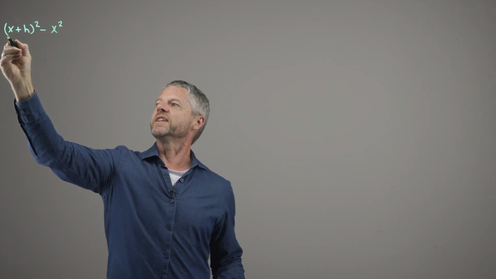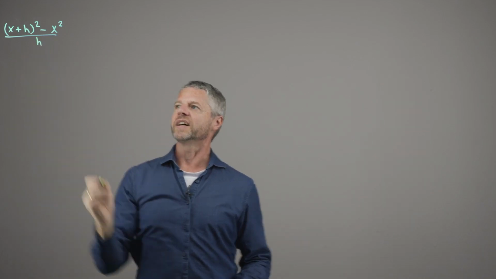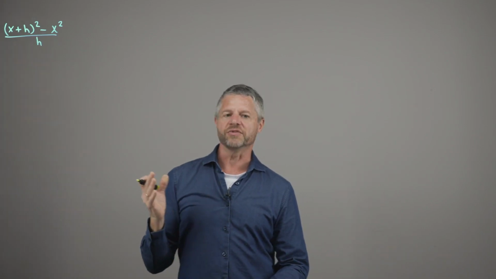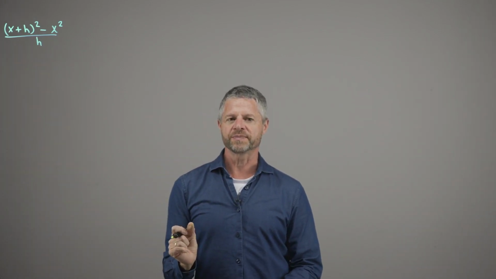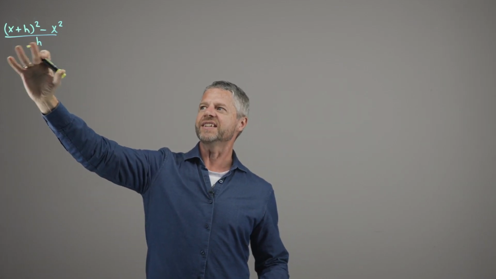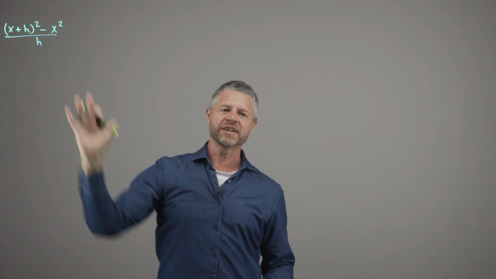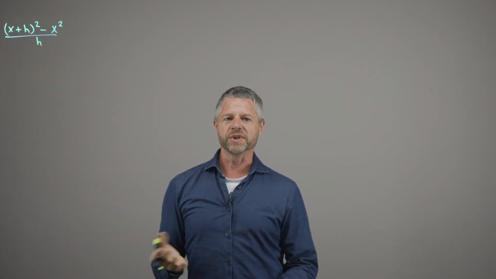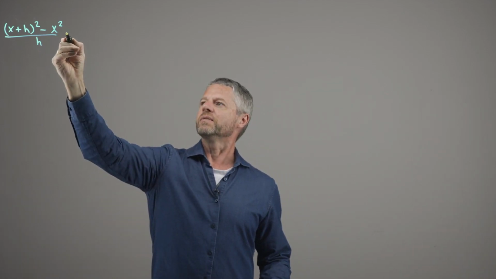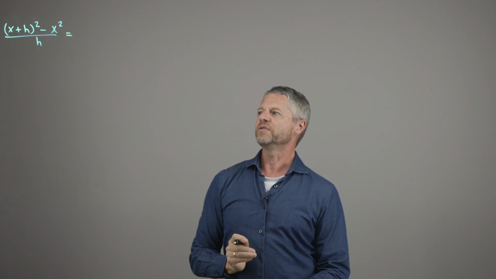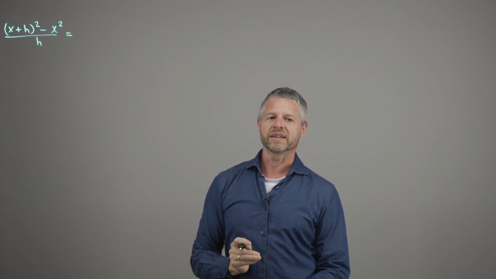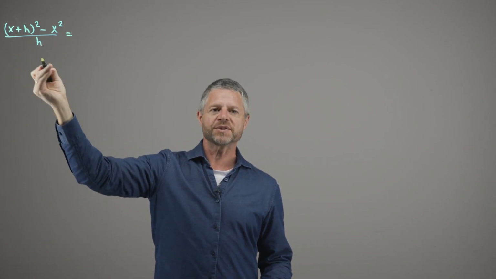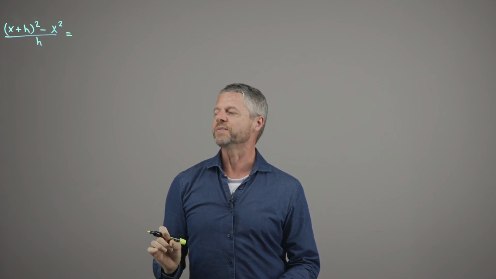The reason I want to simplify it is I'd like to know what happens to this expression as the value of h goes towards 0. I can't really do that in the form it's in at the moment because we've got h in the denominator, and if h was 0, this expression wouldn't exist. So let's see if we can figure out what this expression might look like, and then we might be able to determine what happens to it when h goes to 0.